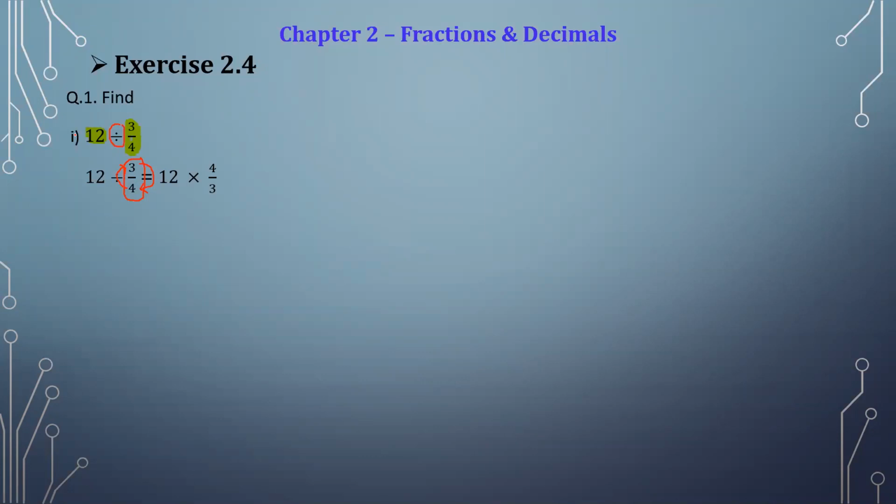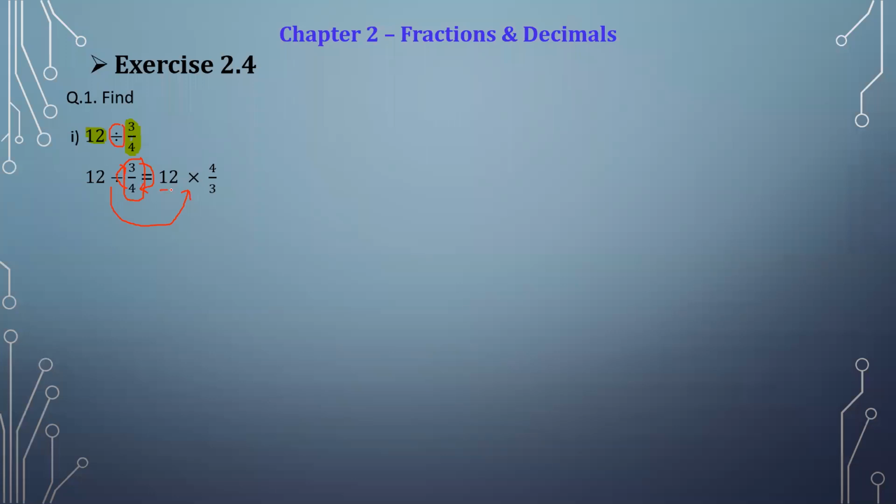Why are we going to take the reciprocal here? Take the reciprocal of the fractional number only. After taking the reciprocal, the division sign will be replaced by the multiplication sign. So here you have to replace that division with the operation multiplication.